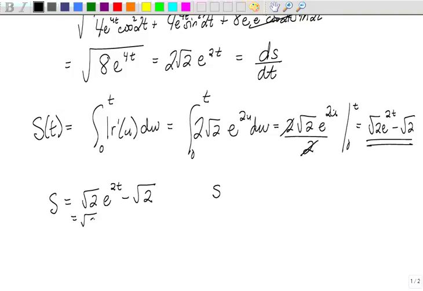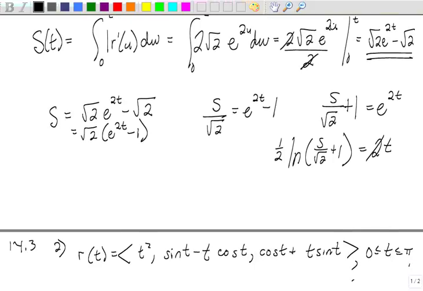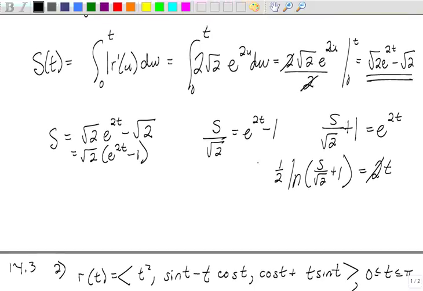So I'm going to have s, well, let's factor out. So it's s divided by square root of 2 is e to the 2t minus 1. S over square root of 2 plus 1 is e to the 2t. Then take the ln of both sides. And then divided by 2. So that's what t is equal to.